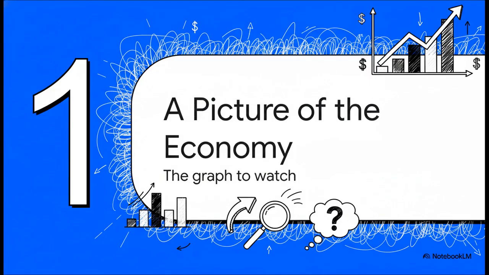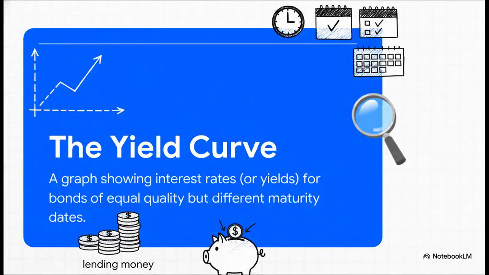Well, to really get it, we first need to break down what this graph is even showing us. So let's start from square one. At its core, the yield curve is just a graph. It's a snapshot in time that shows you the interest rates, or what we call yields, you'd get for lending money out over different lengths of time, assuming the quality of the loan is the same.